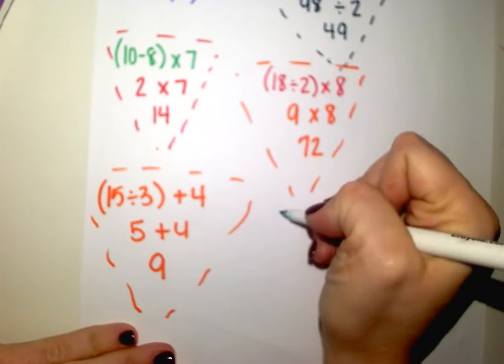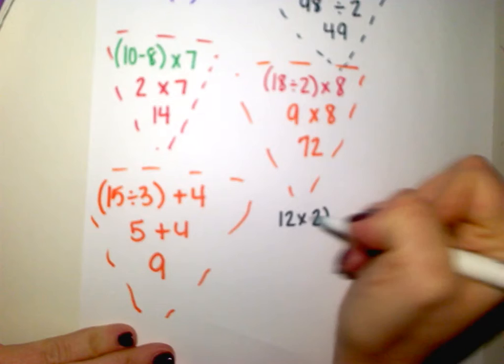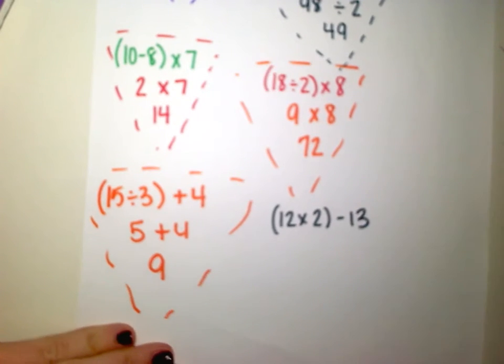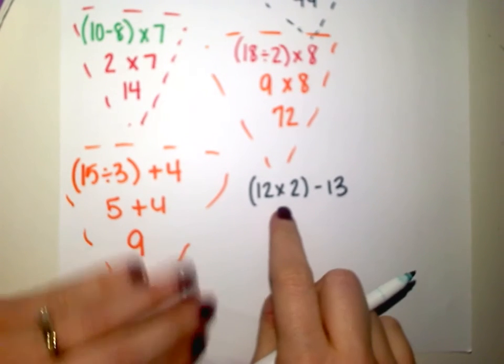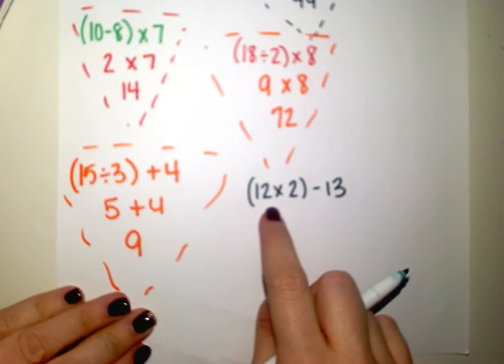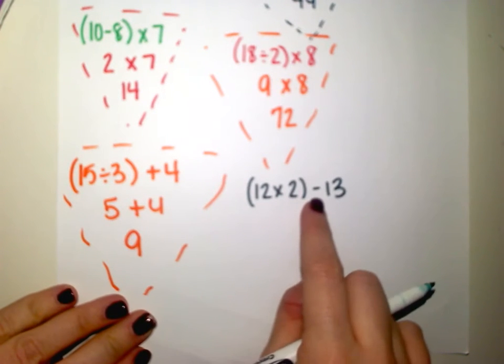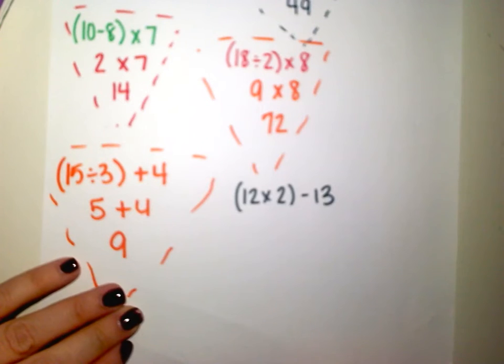Jennifer. 12 times 2 minus 13. Okay, good job. And same thing, if I'm multiplying first anyway, I don't need the parentheses, but if you want to do it, it's fine. It doesn't change the answer.